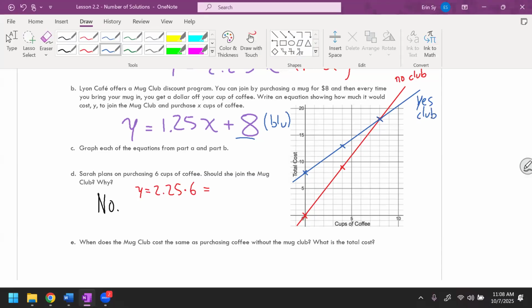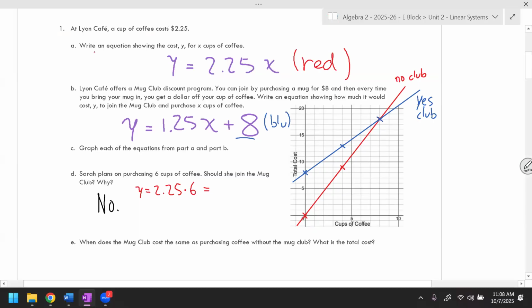And what did you say? Sorry, Otis, I didn't hear you. $13.50. What about for blue, with a cup? It's like 15.50, right? We got that by taking 1.25 times 6 plus 8. It's more expensive if you get the cup.